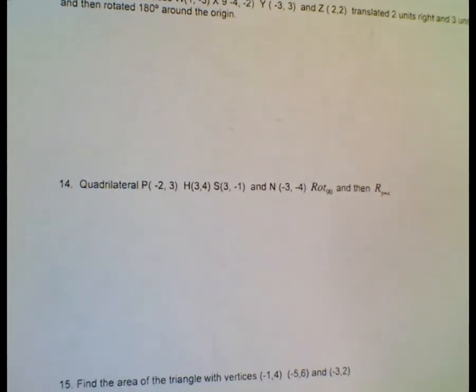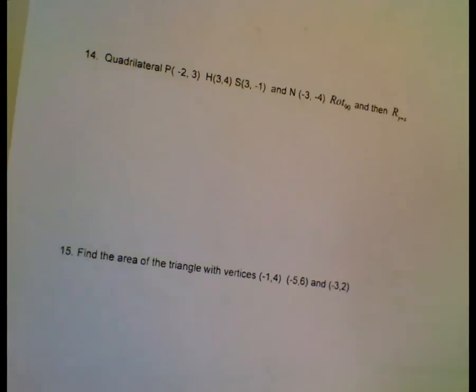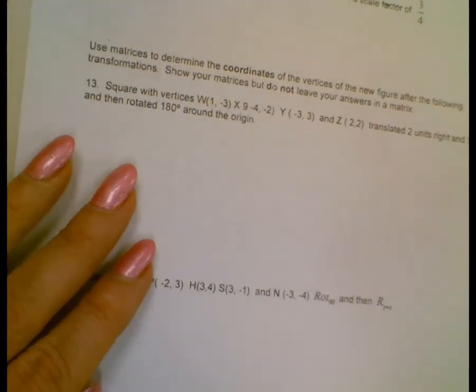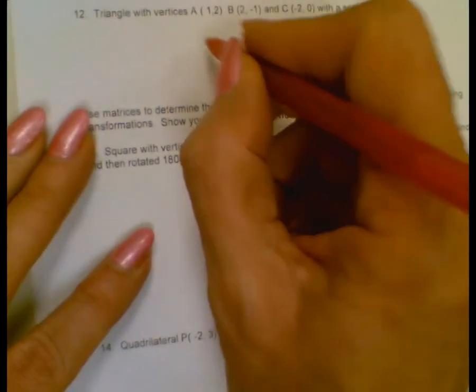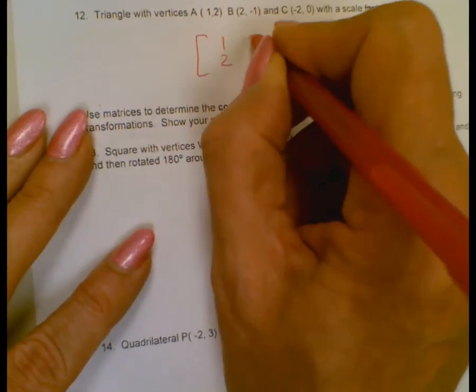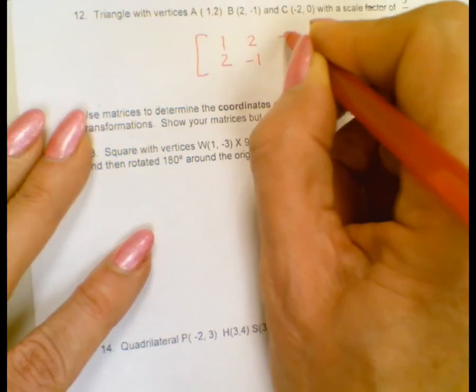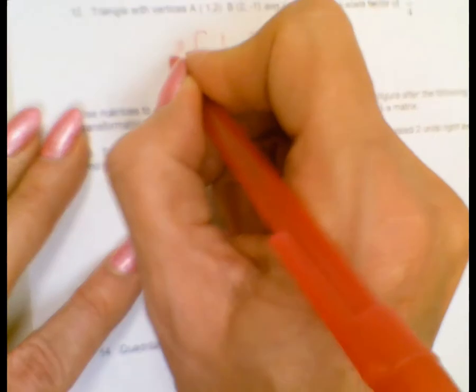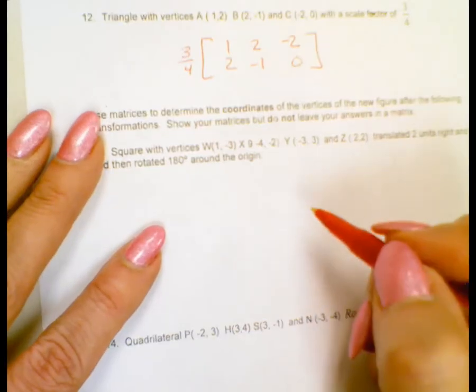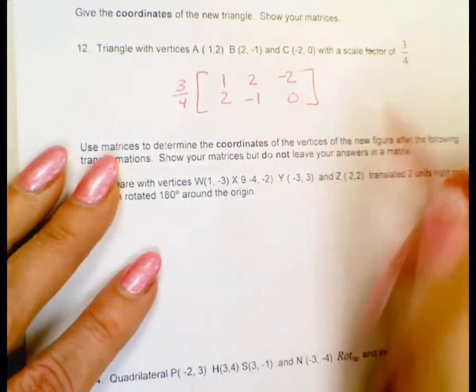On the back, give the coordinates of the new triangle. Show your matrix. So you have triangle vertices. To set this up, you're going to go 1, 2, 2, negative 1, negative 2, 0. A scale factor of 3/4 means you put a scale factor out front. And then you multiply everything by 3/4.